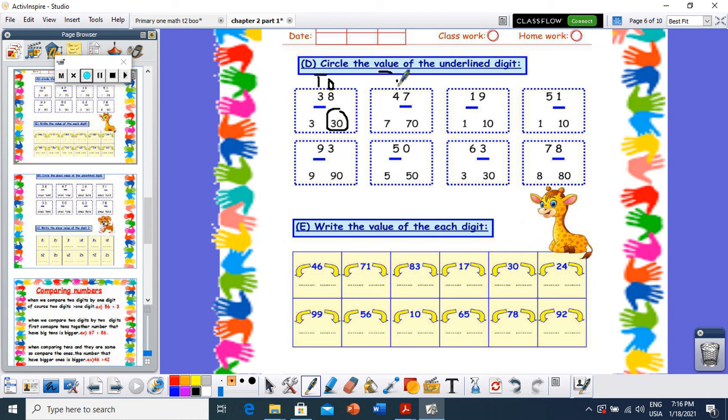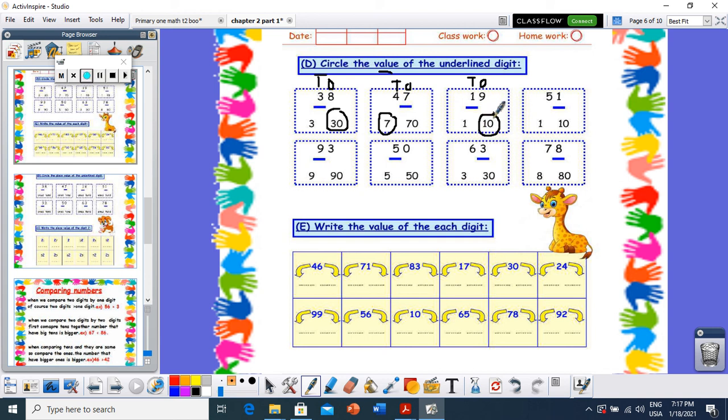47. So 4 is the tens and 7 is the ones. Does the ones have any zeros? No. So I will write the value of the ones as it is, without adding any zeros. 19. 1 for the tens and 9 for the ones. 1 is in the tens. Does the tens have any zeros? Yes. So I will write 10.